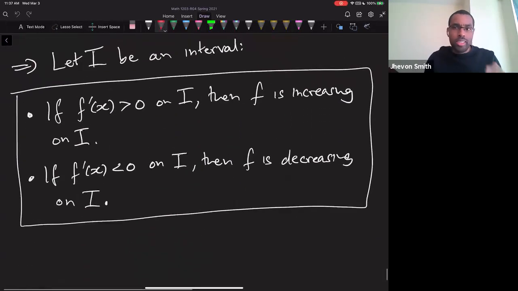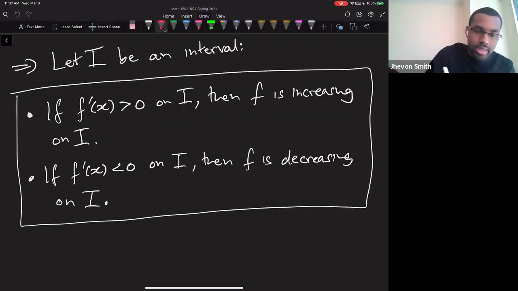Basically, if I have some interval and we know that the derivative is positive on that interval, it means whatever the function is doing on that interval, it's always moving up as it goes from left to right. And if your derivative is negative, then it's always moving down as you go from left to right. We call these increasing and decreasing.